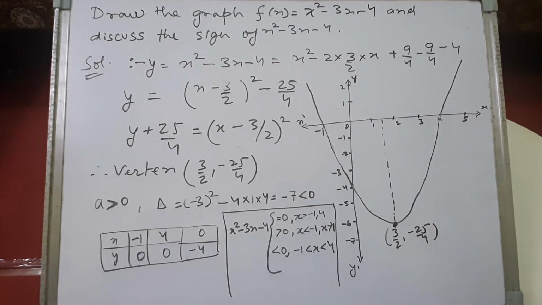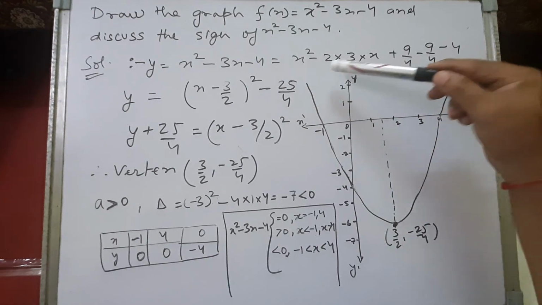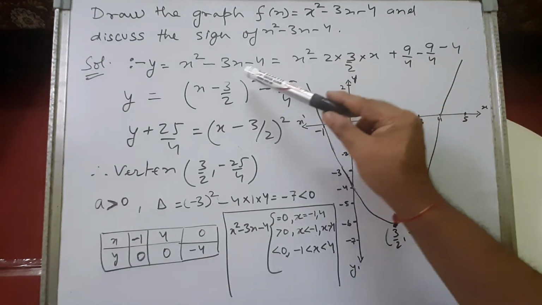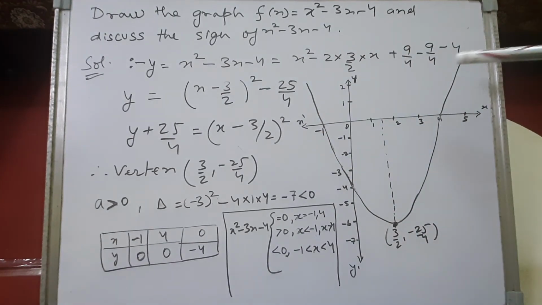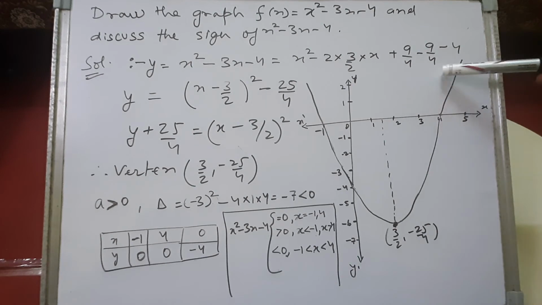So we'll make a perfect square in terms of x. I've written this x² - 3x - 4 as x² - 2 into 3/2 into x. When we solve, we'll get again -3x, right? So this term will be considered as b. So I'm adding and subtracting the b square. So (3/2)² will be 9/4. Plus 9/4 minus 9/4.